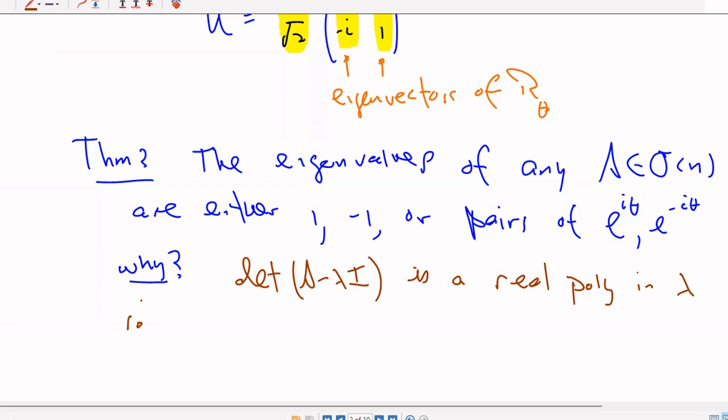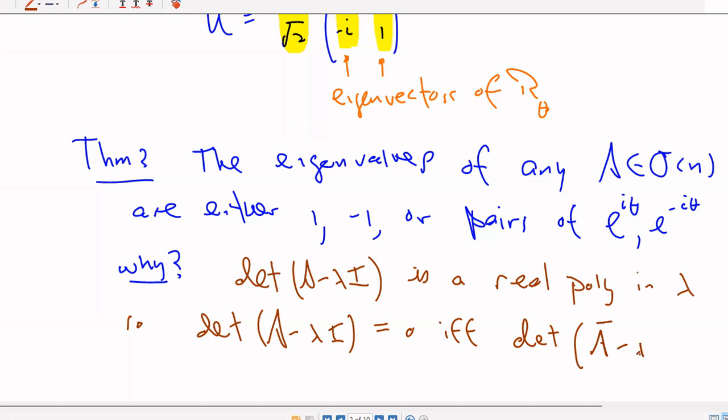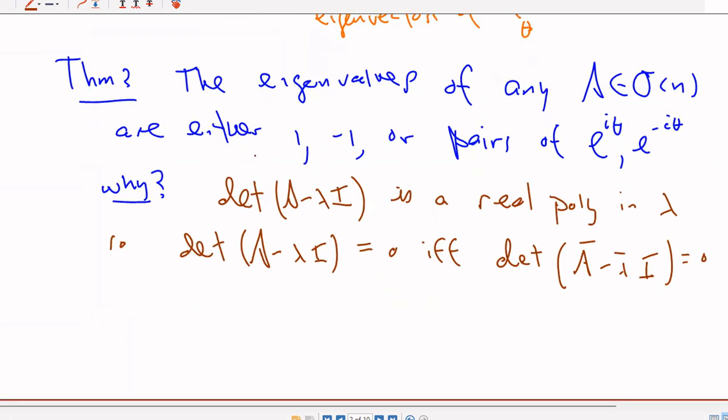So, the determinant of A minus lambda I is equal to zero if and only if you take the complex conjugates of everything in sight. Now I'm writing a complex conjugate, just meaning take the complex conjugate of everything in A. Complex conjugation is an algebra homomorphism. So if you take the complex conjugate of this, you're going to end up with this right here. But the complex conjugate of a real matrix is just itself. Now, I don't mean the transpose, I just mean the complex conjugate.